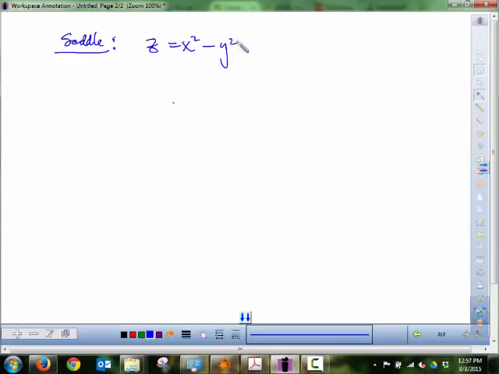Where we're looking at z is equal to x squared minus y squared. And then imagine writing this as f of x y equals x squared minus y squared. So we can look at this as a function that takes an x and a y value and then gives us a z value, which is just a scalar.